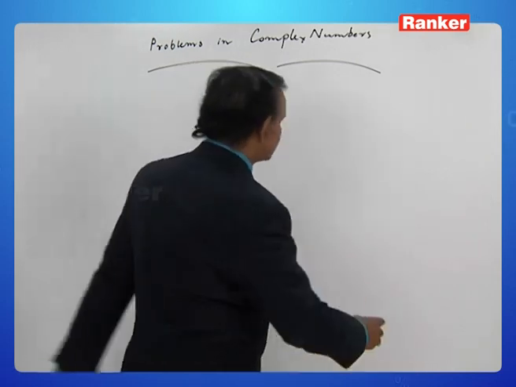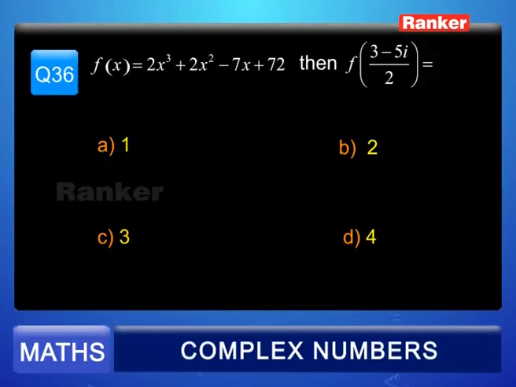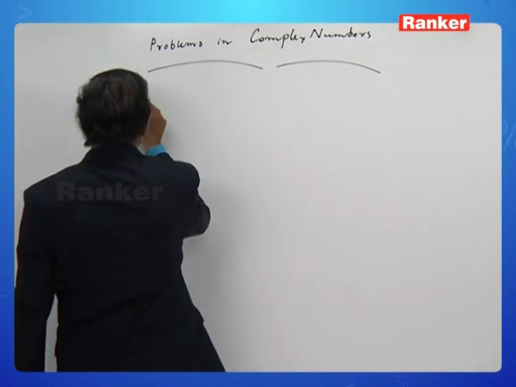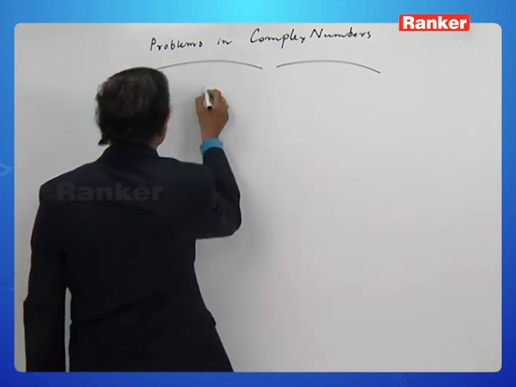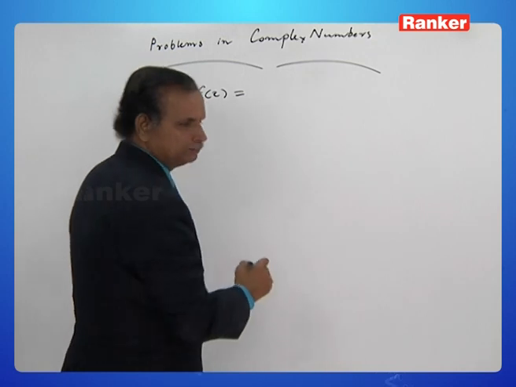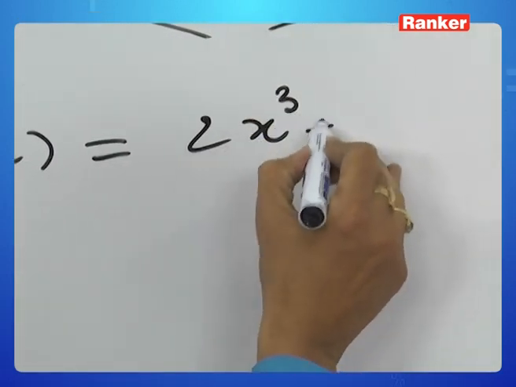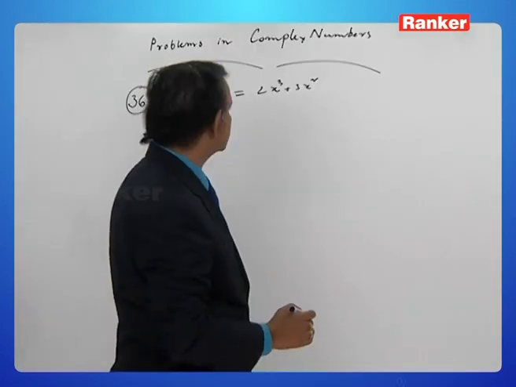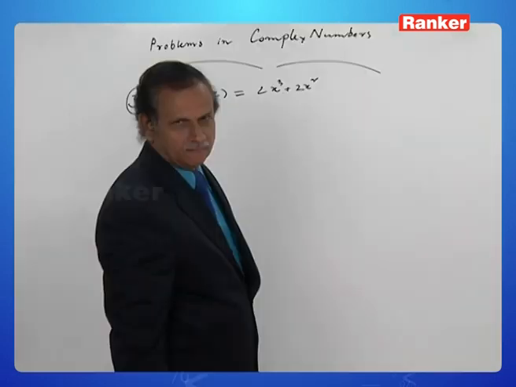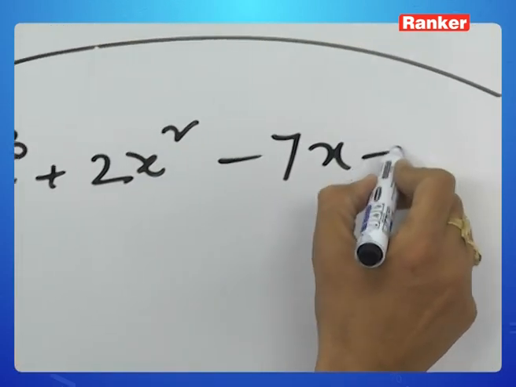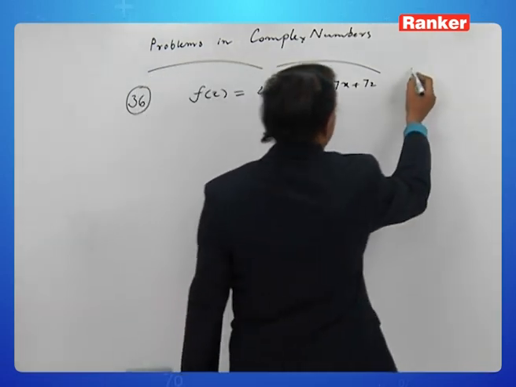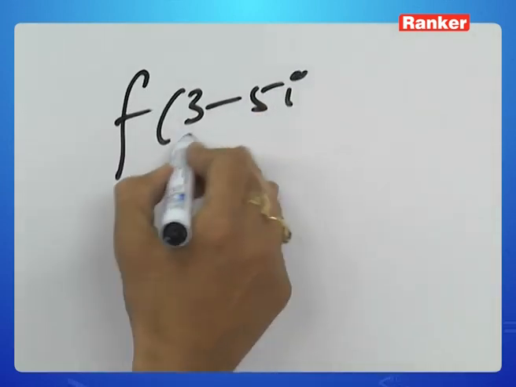Let us see. What is f of x? Of course, the options are 1, 2, 3, and 4. The question number is actually 36. f of x is 2x cubed plus 2x squared, not 3x squared, it is 2x squared, minus 7x plus 72. And he likes to ask us, what is f of (3 minus 5i) by 2?